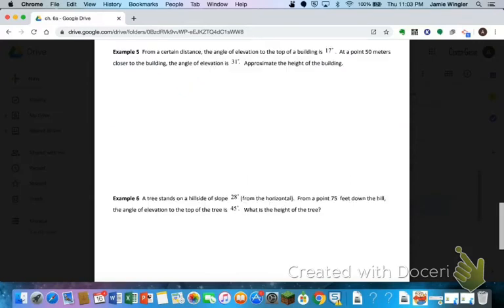These last two story problems, we're going to draw a picture and determine if it's better to use the law of sines or the law of cosines. In example 5, it says, from a certain distance, the angle of elevation to the top of the building is 17 degrees. So here's my building. Here's my ground, I'm standing right here. 17 degrees is pretty small, so I know I'm further away. And the angle of elevation is formed with a line of sight looking up and a horizontal line.